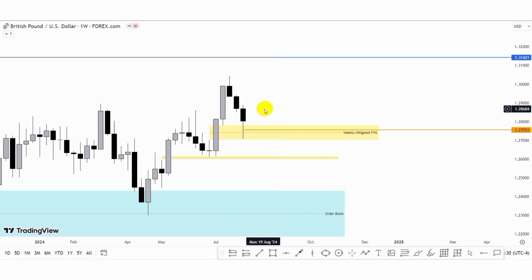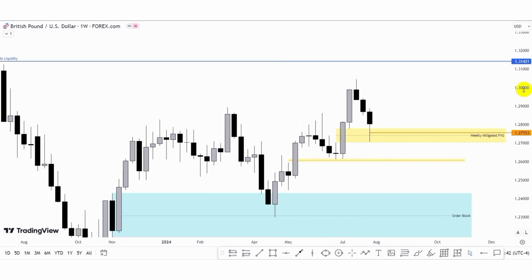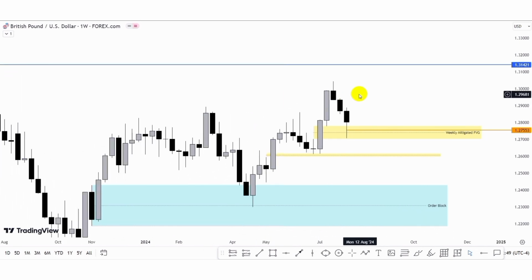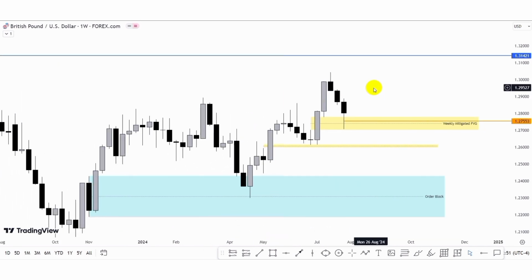1.27553 price level. So we want to see a bearish move on Monday through Tuesday, or possibly just on Monday, and then we begin to frame the bullish ride of price to the upside. So we are still anticipating a bullish week for the coming week in GBP USD. So let's check out the daily time frame.